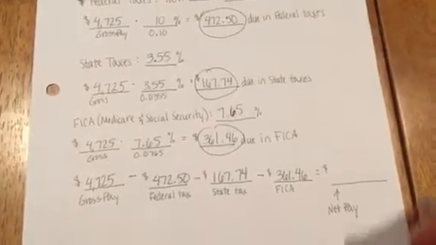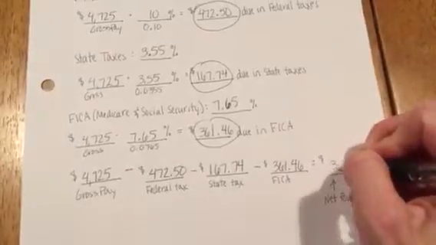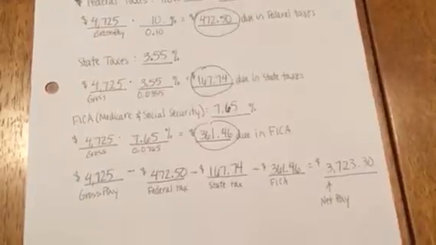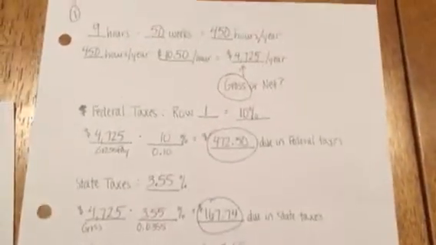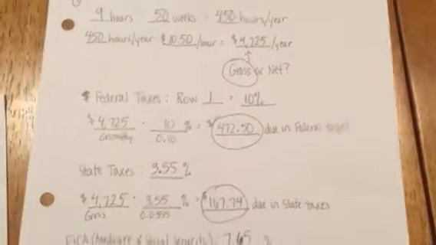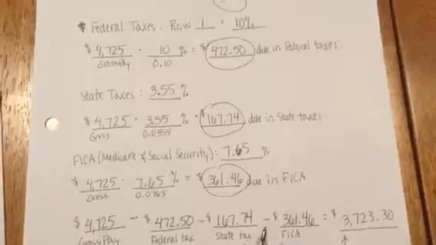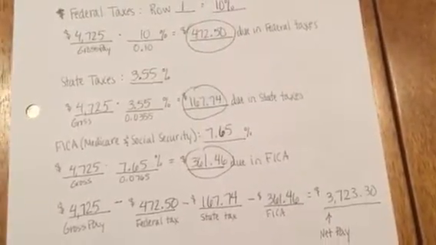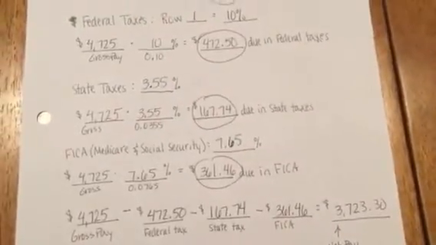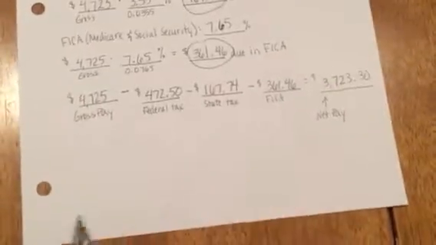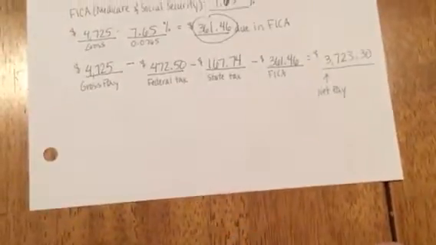So do some subtraction in your calculator. Pause if you need to. You should end up with $3,723.30. So quite a significant difference from the $4,725 that you earned. And keep in mind that this is not taking out anything for any retirement plan or college savings for your children, or even insurance, dental or health insurance or anything like that. Just plain old taxes.